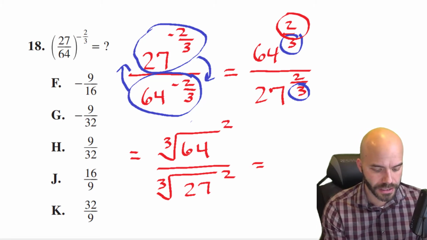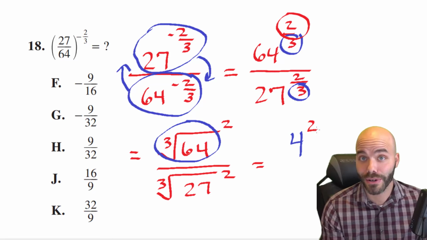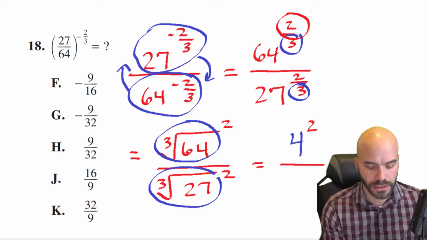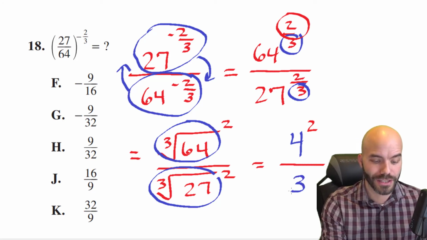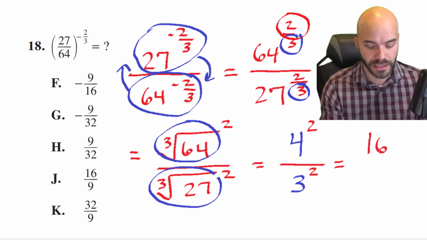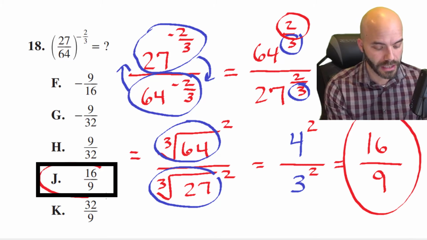So this equals 4, but I still have that to the 2nd power. This cube root of 27, what can you raise to the 3rd power and get 27? Well, that's 3. But there's still that square there, so 3 squared. And now finally, 4 squared is 16. 3 squared is 9, 16 over 9.